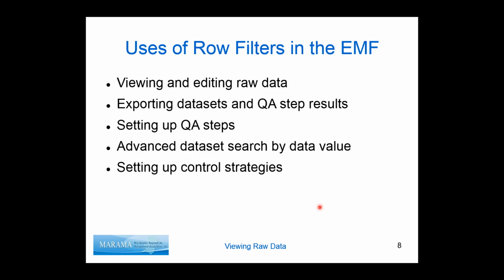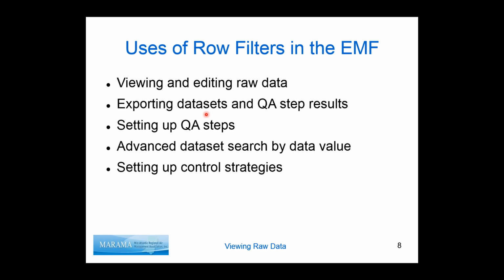So I mentioned that you're going to run across these row filters in a lot of places in the EMF, because there's an underlying database, and that gives you a really powerful way to view and work with your data. These are just some examples of where you'll come across it. We haven't talked about a lot of these yet, but we will. Viewing and editing raw data, that's the interface that we've been talking about. You also may have seen it when you export a data set. When you do the export, you have the opportunity to type in a row filter, so you can export only the pieces of data that you want.